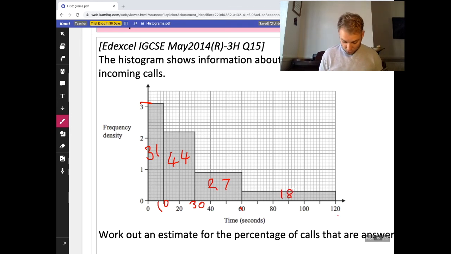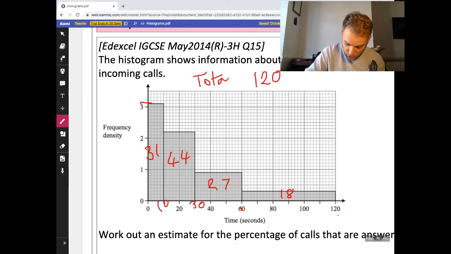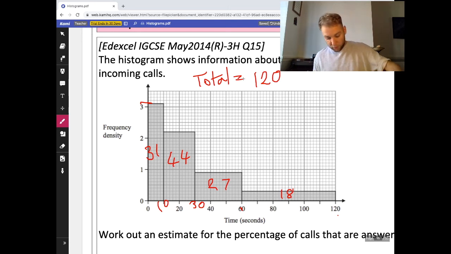So let's work out the total of all of these. So 31 plus 44 plus 27 plus 18 is equal to 120 for the total. Brilliant. So we've got our total now. Now remember, it wants the estimate for the percentage of calls which are less than 40.